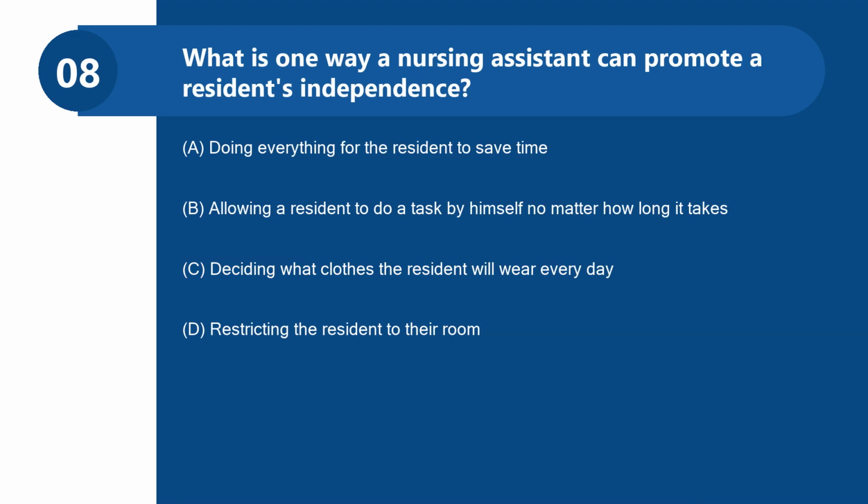Question 8. What is one way a nursing assistant can promote a resident's independence? Option A. Doing everything for the resident to save time. Option B. Allowing a resident to do a task by himself no matter how long it takes. Option C. Deciding what clothes the resident will wear every day. Option D. Restricting the resident to their room. The correct answer is option B. Allowing a resident to do a task by himself no matter how long it takes.